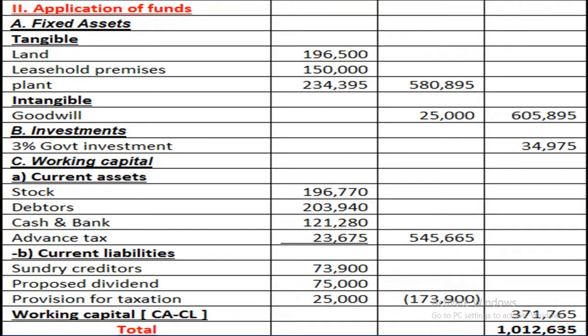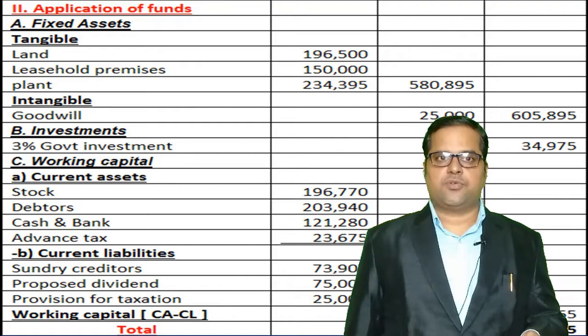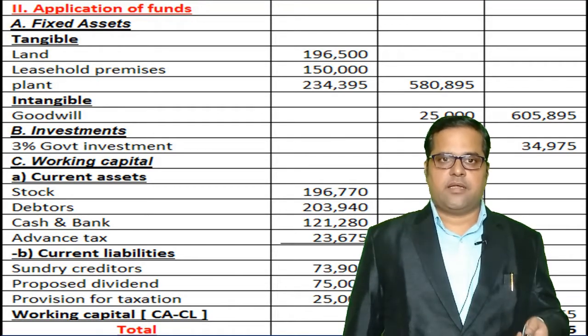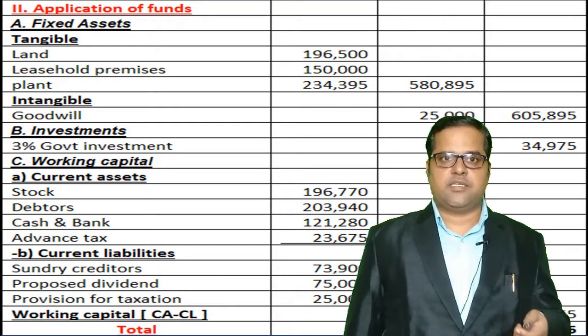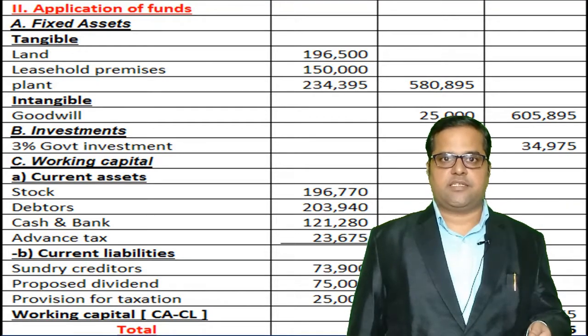3,71,765. And now in third column we can see that only three figures are appearing, which belong to three major heads, that is fixed assets, investment, and working capital. Now total of these three would match with the total of sources of fund, that is 10,12,635, and indeed it is matching. Okay students, always remember, in vertical form of balance sheet we just change the format of presentation, the values remain the same.